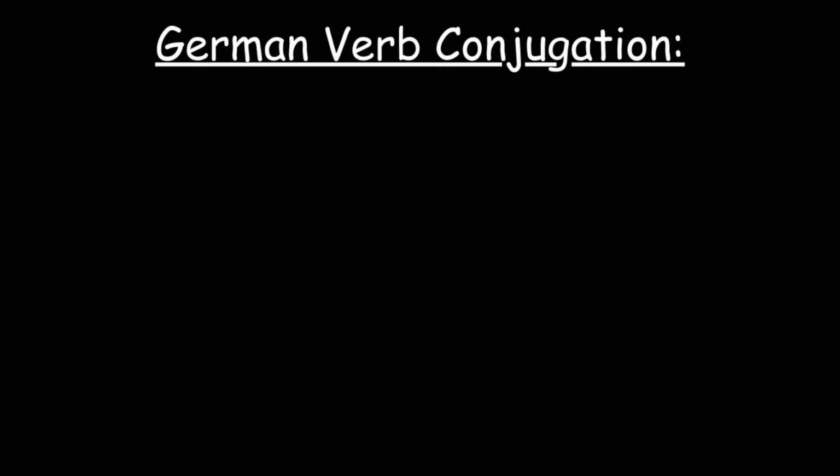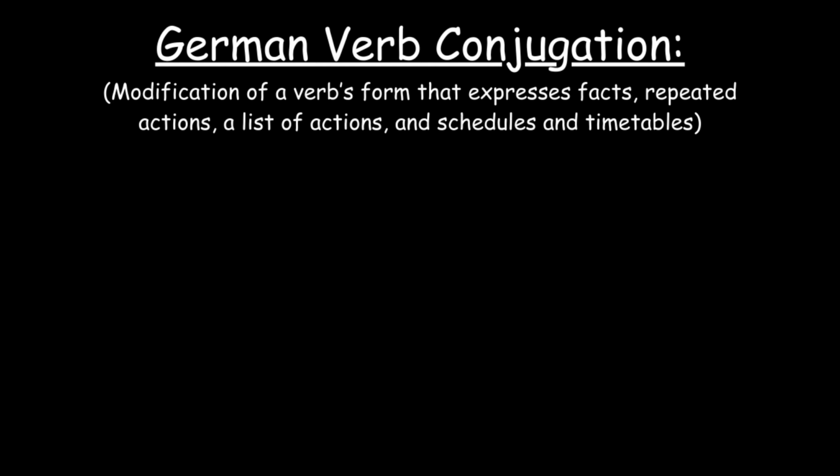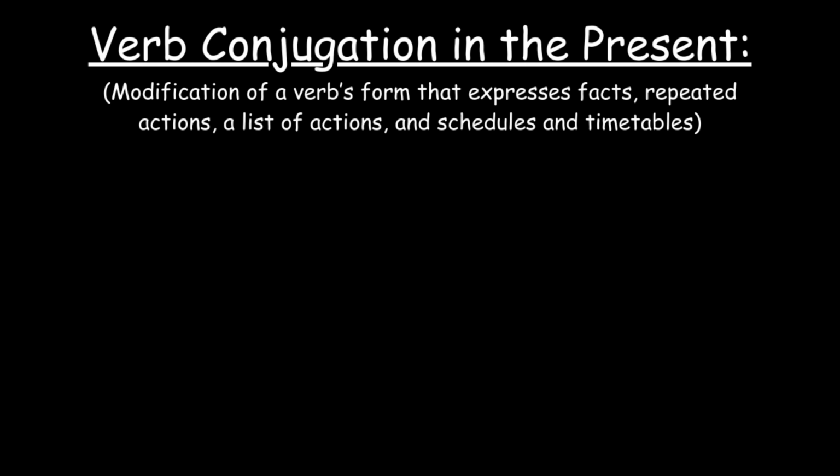Present verb conjugation in German is the modification of a verb's form that expresses facts, repeated actions, a list of actions, and schedules and timetables. The present tense is one of the easiest tenses with a simple conjugation pattern because the present in German doesn't have any progressive tenses. To conjugate verbs in the present tense, we have to understand how to identify German verbs.